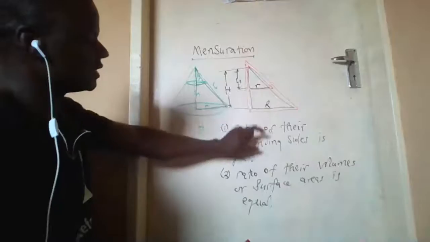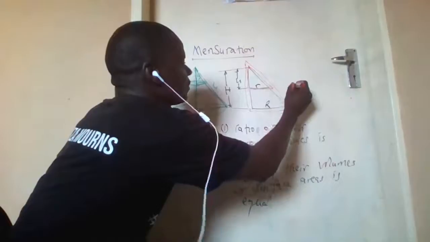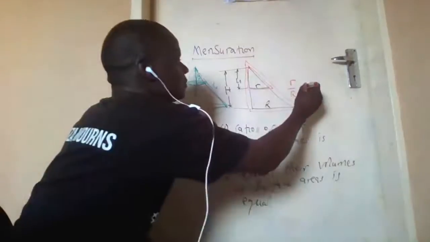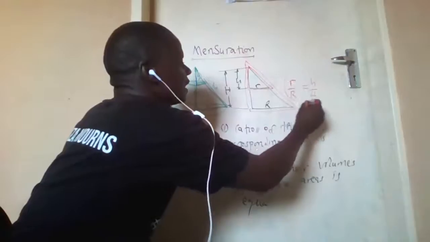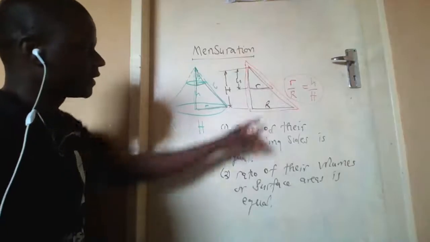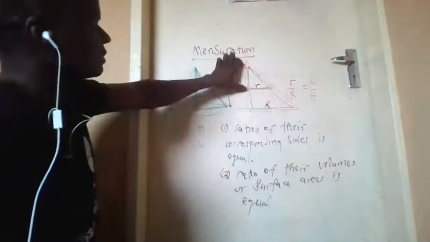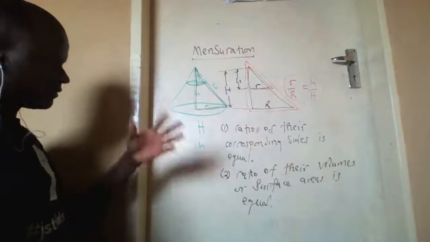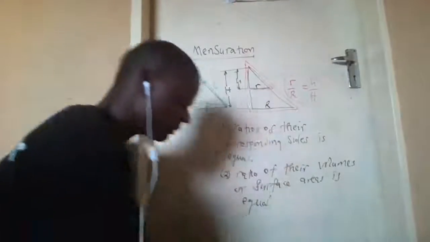Now, if this is linked to that, what can we say? The small r over the capital R, because these are corresponding sides, must be the same as the small h over capital H. This is the concept we're going to borrow from similarities and congruence. Small r over big R must be the same as the small height over the big height. That is all it takes for you to answer a question that comes from the volume of a cone.